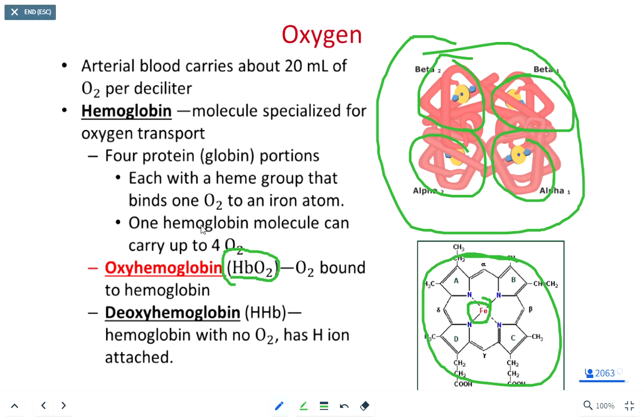We also have deoxyhemoglobin. That's a hemoglobin molecule with no oxygen present. Those deoxyhemoglobins, instead of having an oxygen, will have a hydrogen ion. So deoxyhemoglobin will have an HHb as its abbreviation.